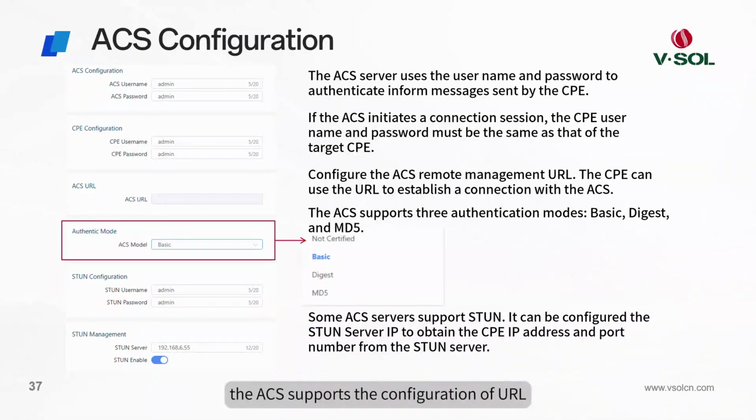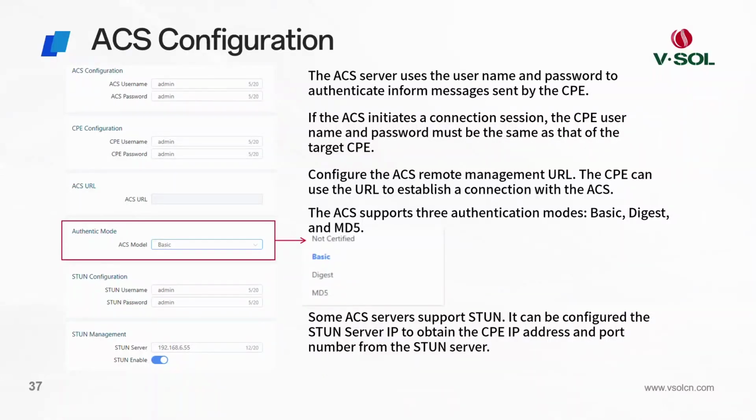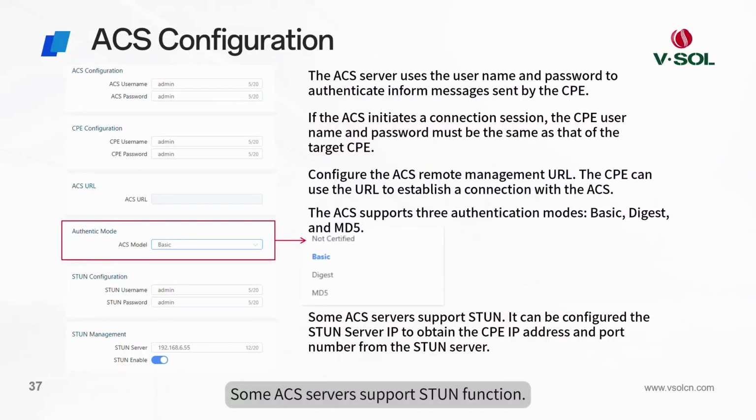The ACS supports the configuration of a URL for external connections. The CPE can establish a session with the ACS through this URL. Some ACS servers support the STUN function. By configuring the IP address of the STUN server, the ACS can obtain the IP address and port number that can be utilized to access the CPE from the STUN server, or even the ACS itself can act as the STUN server.